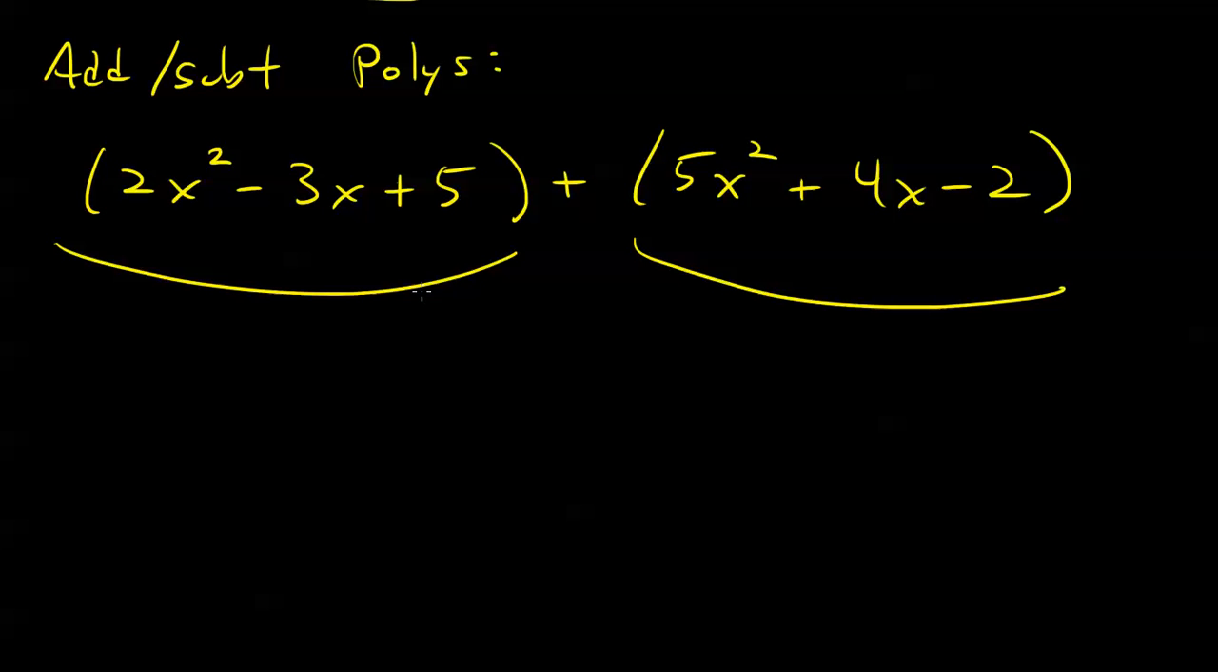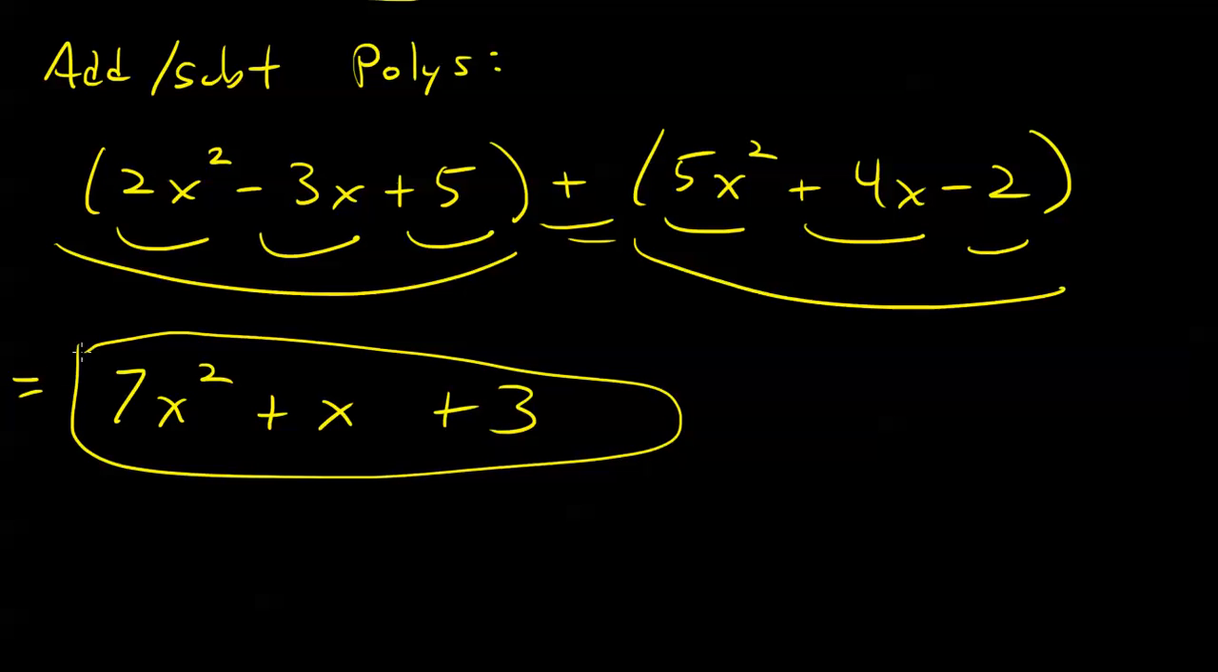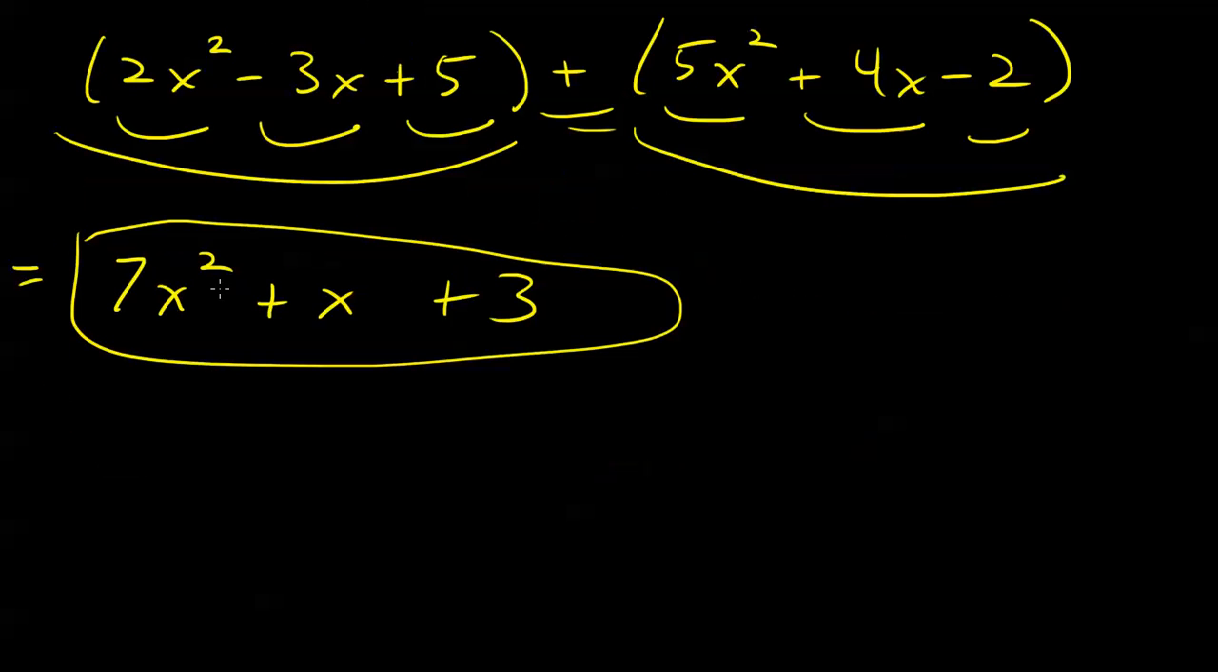Basically I add the like terms together. 2x squared and 5x squared, those are like terms, and combine to 7x squared. Similarly, minus 3x plus positive 4x gives me a positive 1x, or just x, and then plus 5 plus minus 2 gives me a 3. Alright, so to add polynomials, essentially we combine like terms where we can.